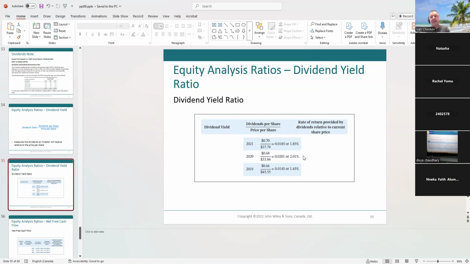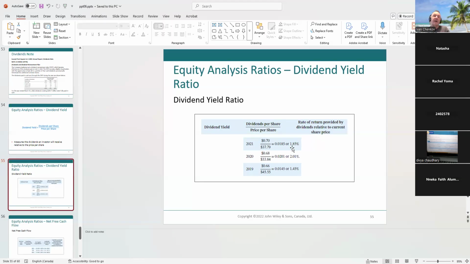So if the dividend that the company declares is 70 cents per share and the market price is 37.79, you're getting a 2% return for every dollar that you invest in a company as a dividend. Again, don't forget, this is only as a dividend. If the market price increases, then that's a different story.